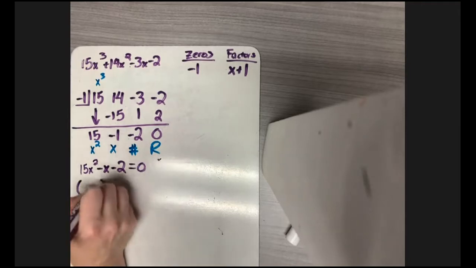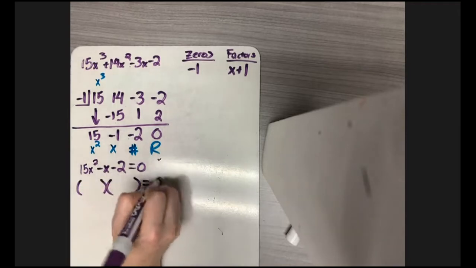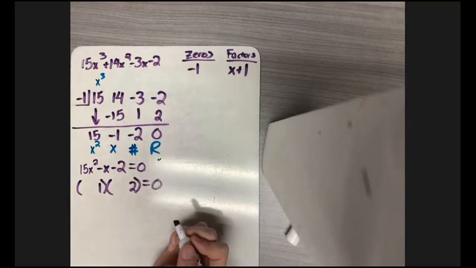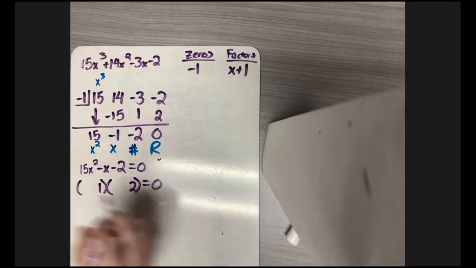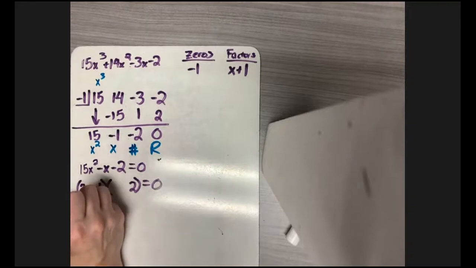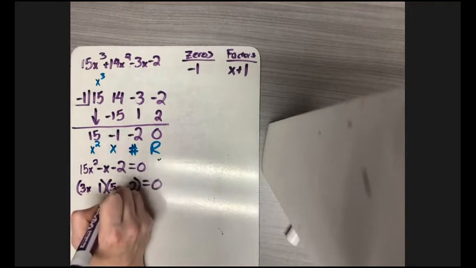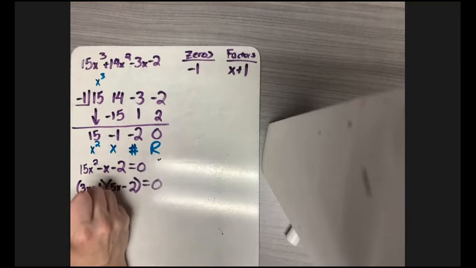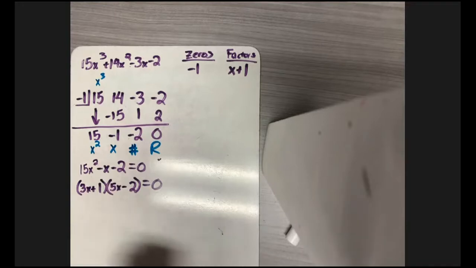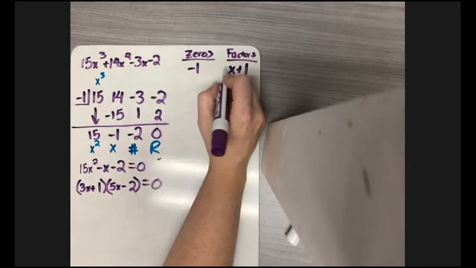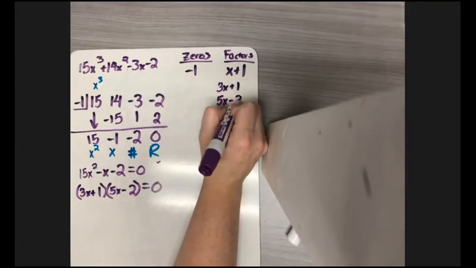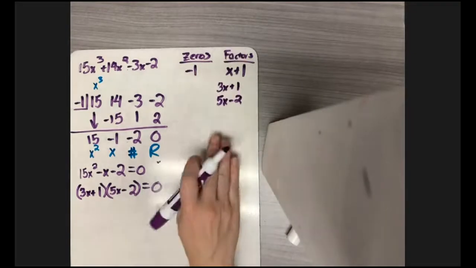It's going to have to be a 1 with a 2 on the back. For 15, I can do 1 and 15 or 3 and 5. 3 and 5 is going to be it, because if I put 3 with the 2, I'll get 6, and 5 with 1 gives 5x, and it's positive. Now these are my factors. So 3x plus 1, 5x minus 2. If they're asking for factors, I've got them all.